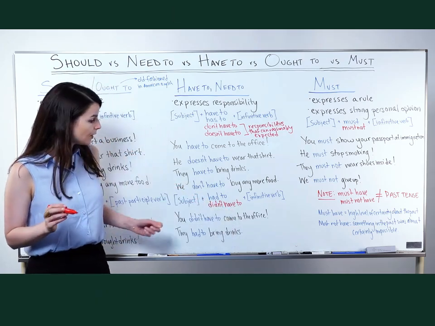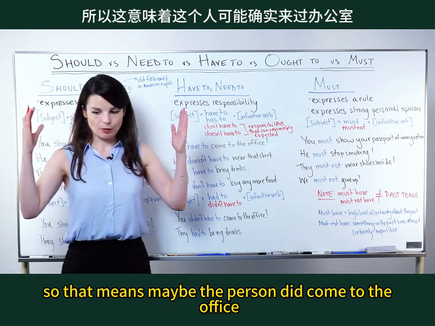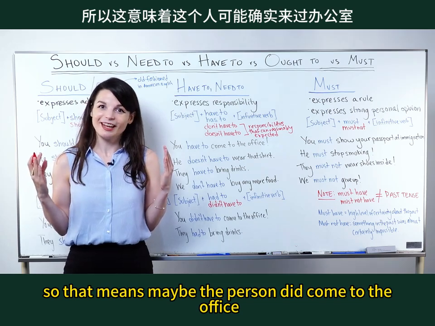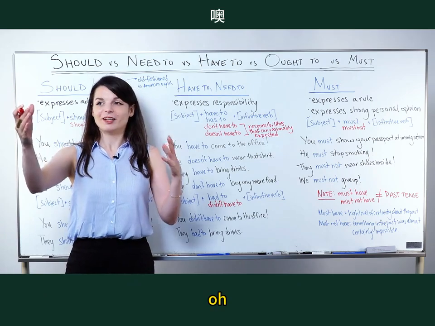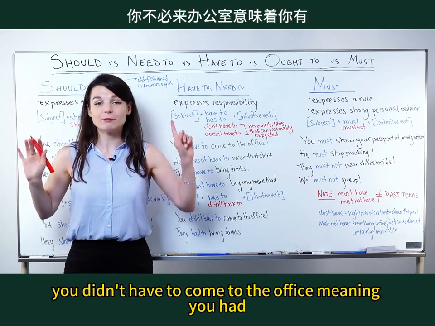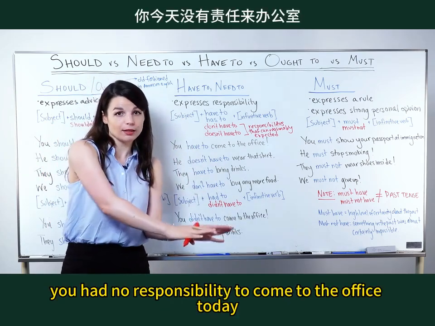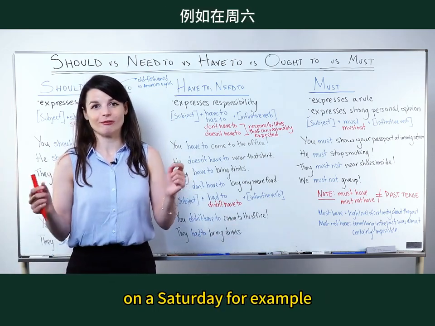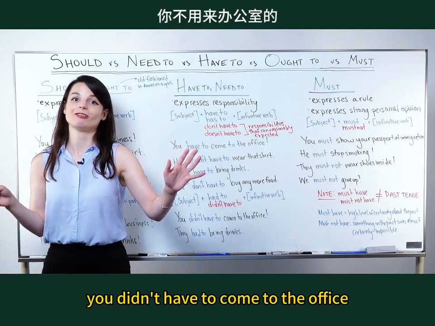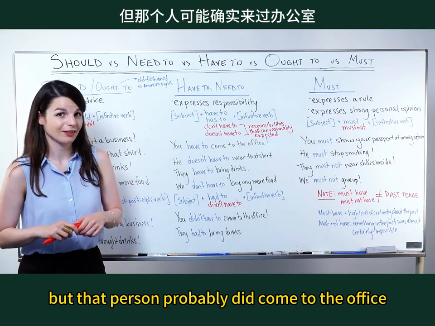Some examples, you didn't have to come to the office. So that means maybe the person did come to the office, and maybe the person's boss is in the office and says, oh, you didn't have to come to the office, meaning you had, past tense, you had no responsibility to come to the office today. Maybe the person came in on a Saturday, for example. You didn't have to come to the office, past tense, but that person probably did come to the office.